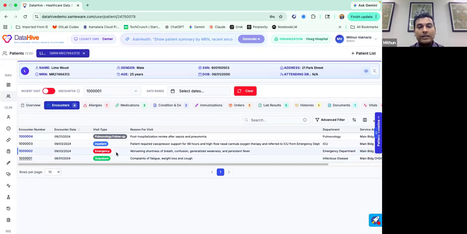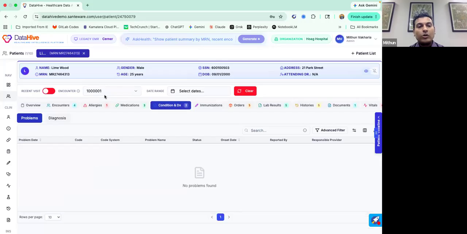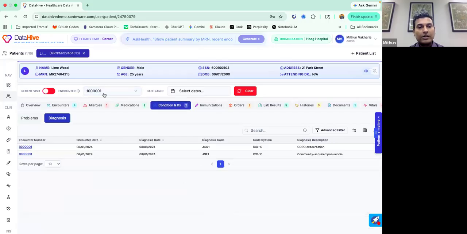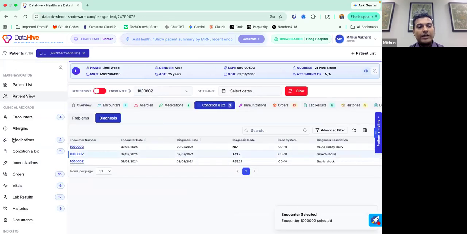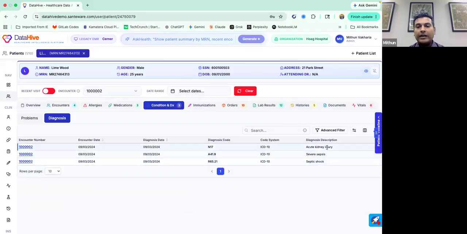Now, why? Because he had worsening shortness of breath. He did not follow up on the doctors' advice to revisit after 2 weeks. So this time around, since his shortness of breath was worsening and he had confusion, general weakness, and persistent fever, he was admitted to the emergency department immediately. If you want to know what the diagnosis was in that emergency encounter, all you have to do is click on the diagnosis tab and click on your emergency encounter. And you can see that the patient was diagnosed with acute kidney injury, severe sepsis, and septic shock.